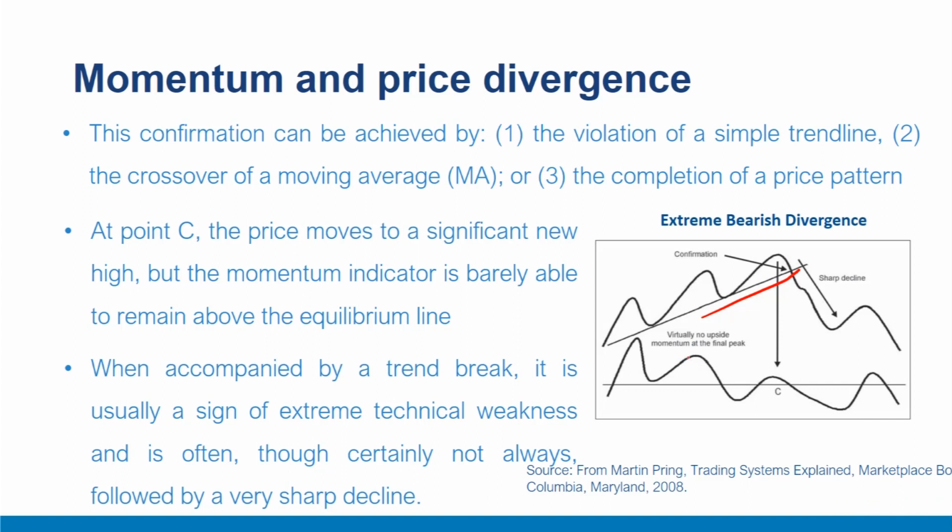As a general rule, the greater the number of negative divergences, the weaker the underlying structure. At point C here in the figure, the price moves to a new significant high, but the momentum indicator is barely able to remain above the equilibrium line. So it is barely at the equilibrium line. Such a situation demands utmost caution when accompanied by a trend line break. As we can also see here, the trend line break is there, which is usually a sign of extreme technical weakness and is often, though not always, followed by a sharp decline, as we can see here.